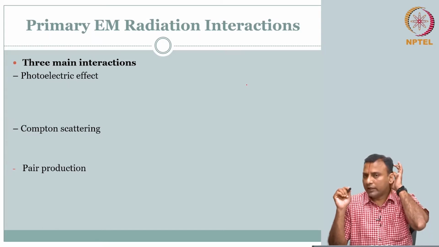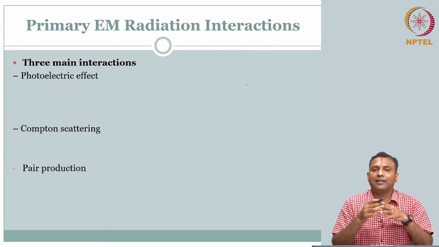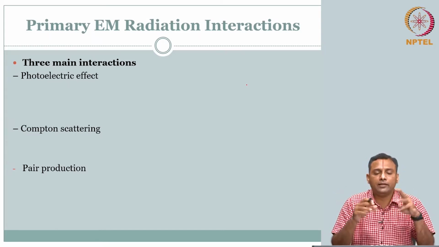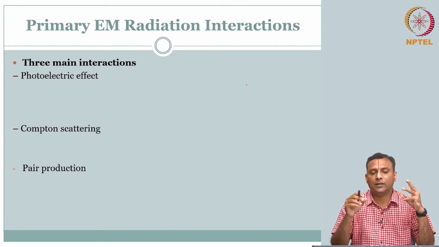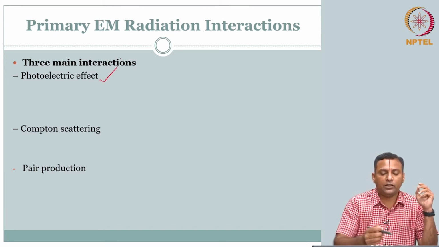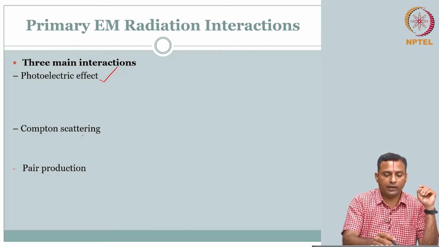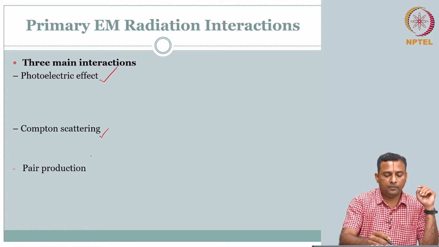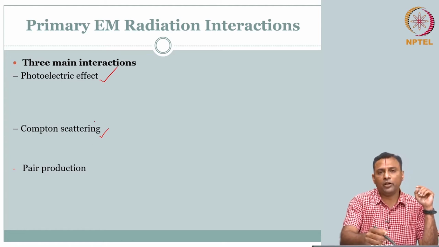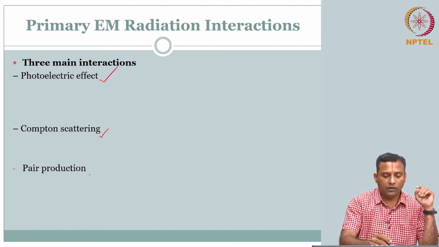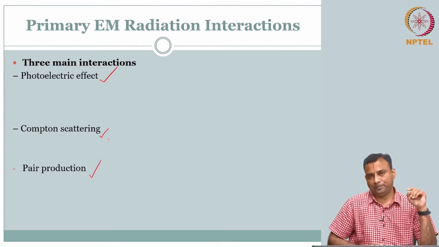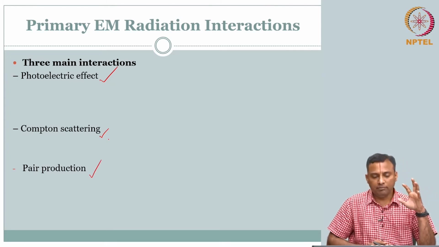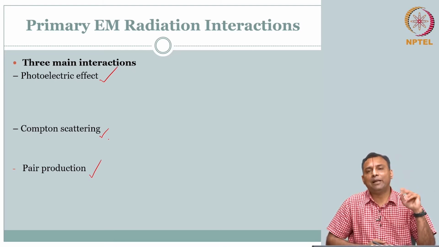Okay, so there are several levels of interactions you could talk about. Broadly, there are 3 interactions of interest. Like you see here, one is photoelectric, another is Compton scattering. We will go into the details. And then there is pair production. So, these are the 3 main types of interactions.